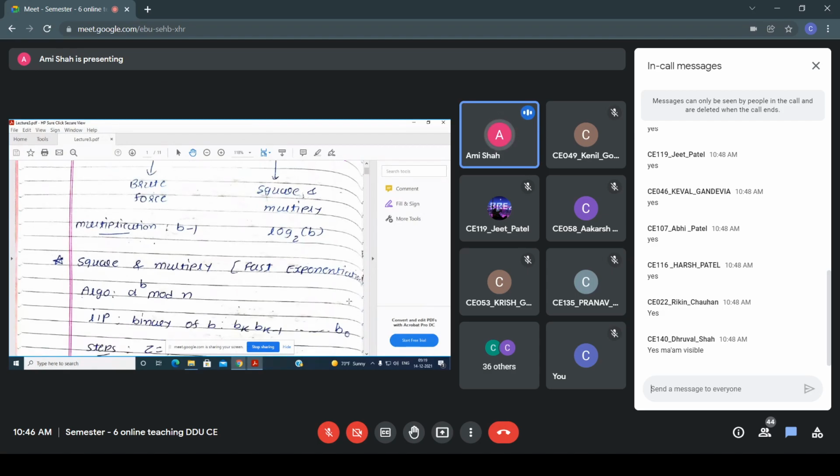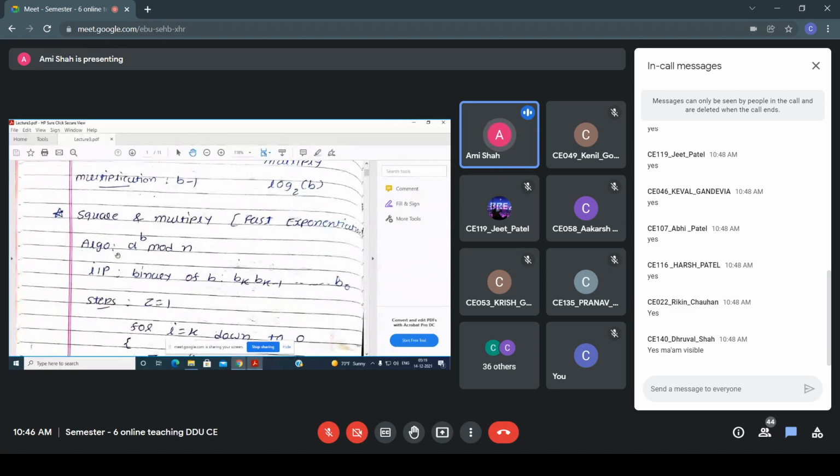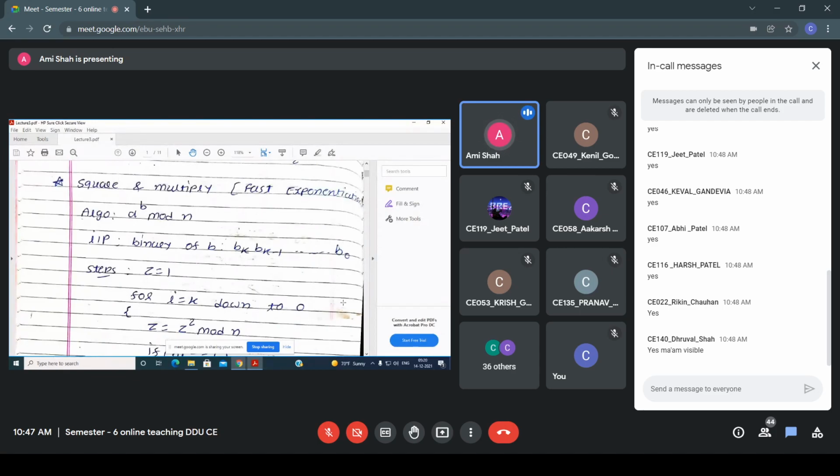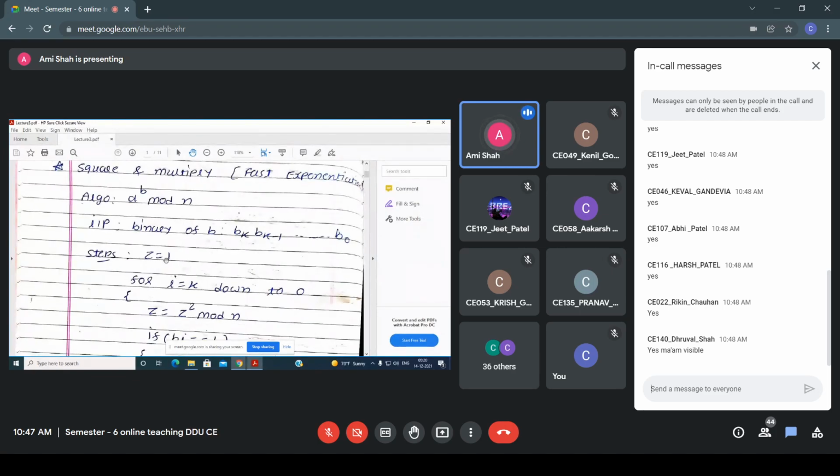Now see the algorithm. Here the algorithm is a raised to b mod n. Whatever the b value is, first you have to write the binary of that b. Just understand the algorithm, everyone. So you get some binary value. Now for calculating this, these are the steps that you have to follow. Initially, consider z as 1.